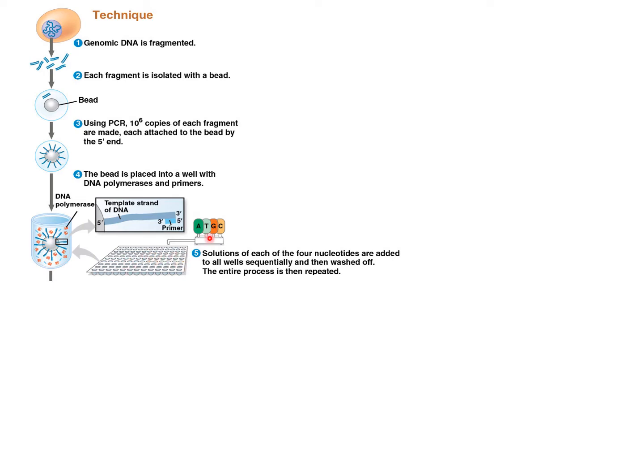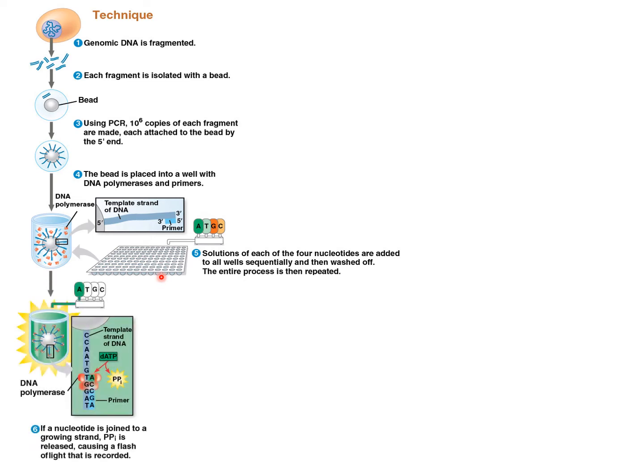So the solutions containing the nucleotides, of course, are going to participate in the DNA sequencing. The DNA polymerase is going to incorporate the nucleotides in order to copy the strands of DNA that are in each of the wells. All of this is going to be washed off, right? So all the excess is going to be washed off, and then this process is going to be repeated within all of the wells.